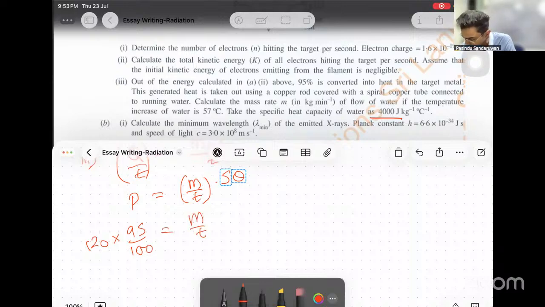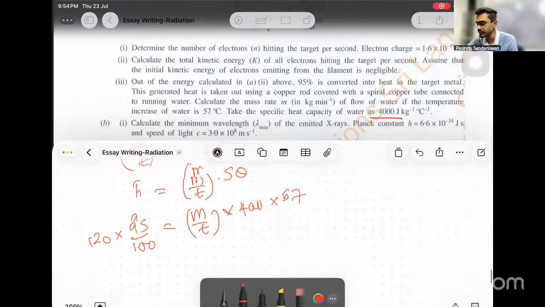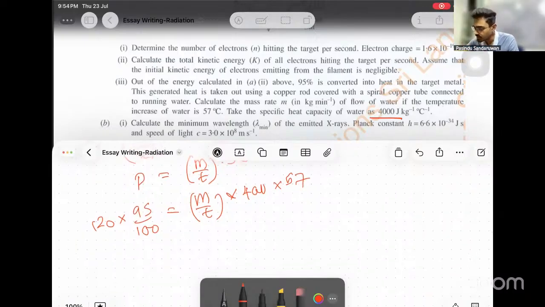I need m over t. s is 4000. Theta is 57. Simplify. Zero to zero cancels. 12 times 95, and 12 and 4 also cancel. We'll simplify this way. By 4 this cancels. This is 4 times 3, and this is 4 times 1000.